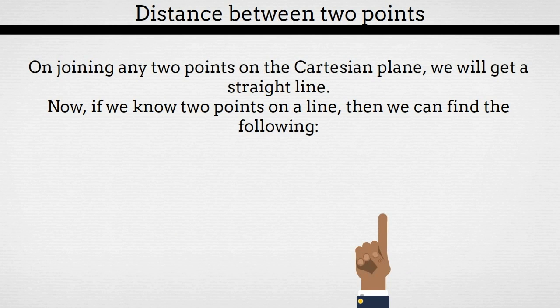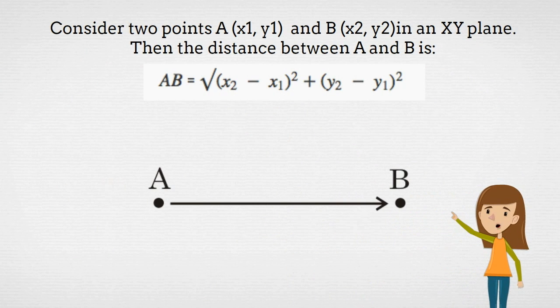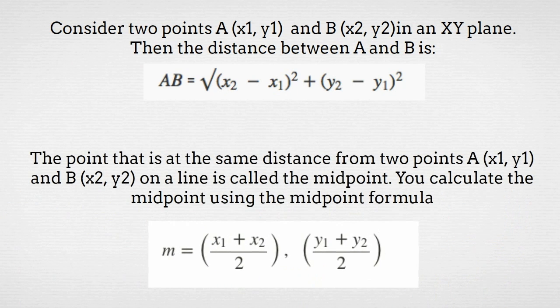Now, on joining any two points on the Cartesian plane, we will get a straight line. And if we know two points on a line, then we can find the following. Number 1, distance between two points. Number 2, length of the line. So, consider two points A, which has coordinates x1 and y1, and point B, which has coordinates x2 and y2 in a plane xy. Then the distance between A and B, AB, is equal to under root of (x2 minus x1) whole square plus (y2 minus y1) whole square.